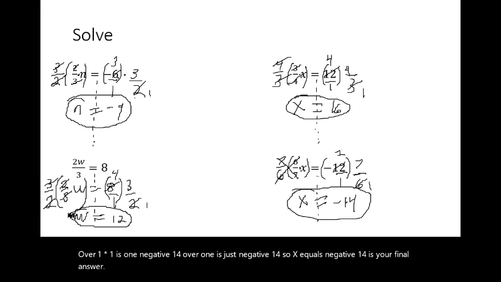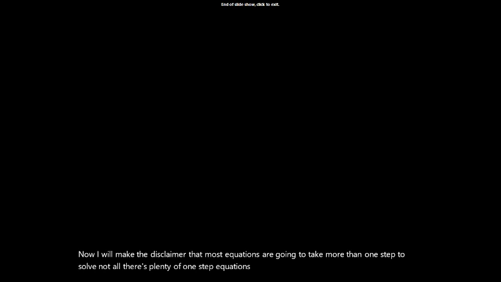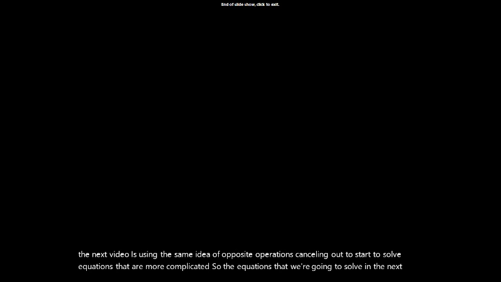Now, I will make the disclaimer that most equations are going to take more than one step to solve. Not all, there's plenty of one-step equations out there. But what we're going to be doing in the next video is using the same idea of opposite operations canceling out to start to solve equations that are more complicated. So the equations that we're going to solve in the next video have two operations that are being done on that variable. That means you will need to do two steps to solve them because you have two different operations to undo. So these equations are going to get more complicated as we go, but for now, this first batch of homework just deals with one-step linear equations.